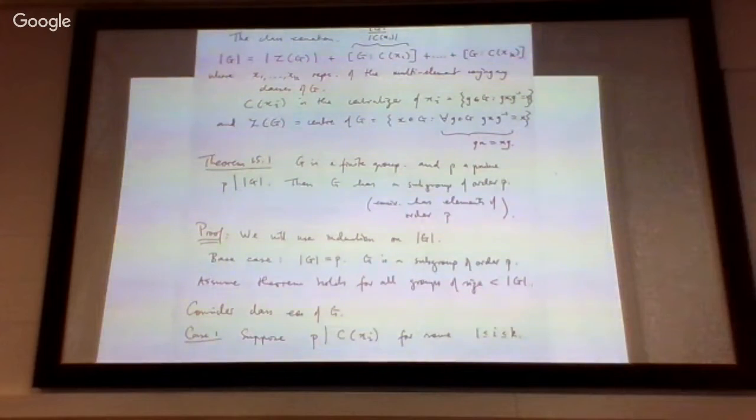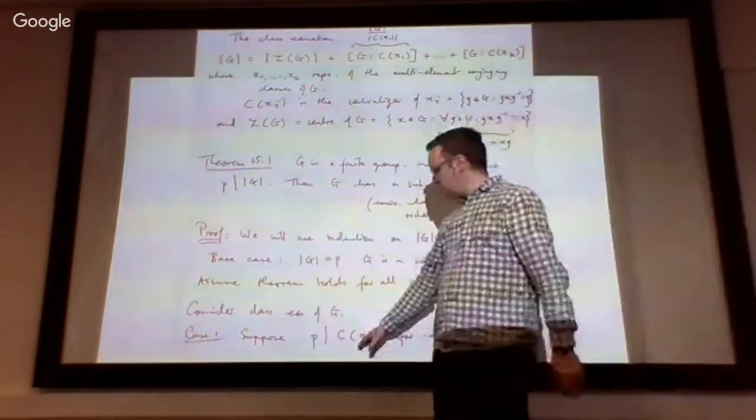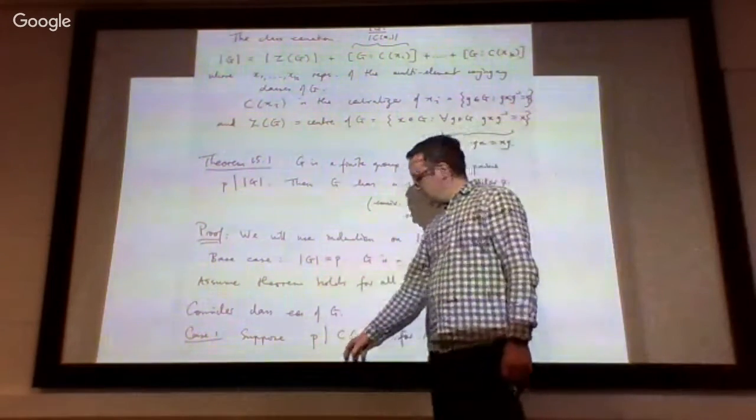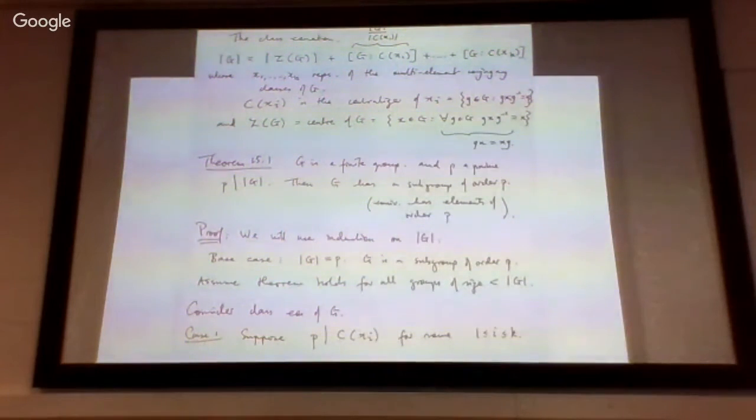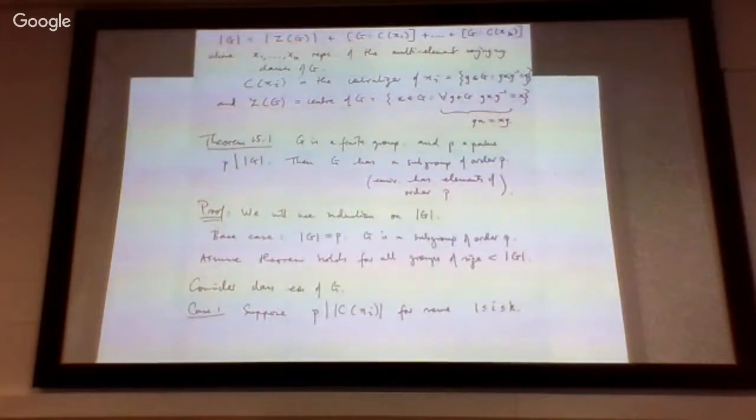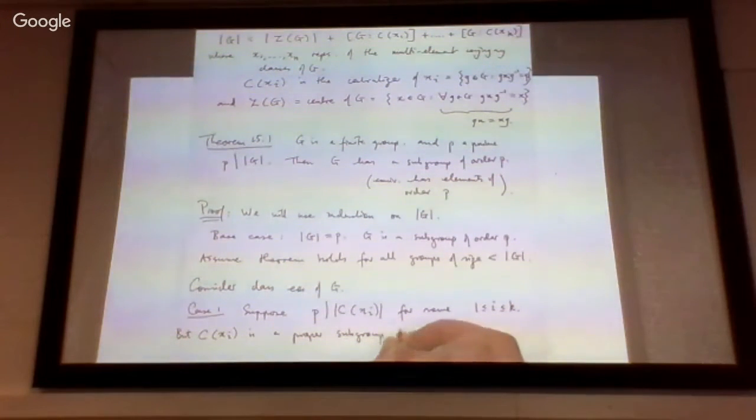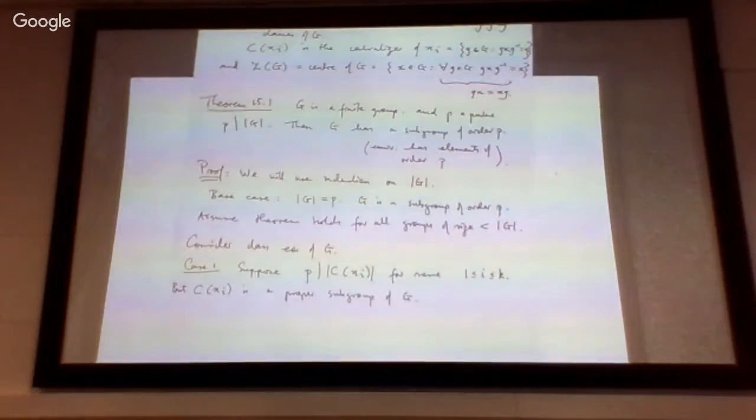How should we argue that? We're supposing that one of these centralizers, which are subgroups of G, has size divisible by P. Well, we are done. This is covered by the induction hypothesis that we've just gone to the trouble of assuming. The centralizer C_G(x_i) is a proper subgroup of G, so it's smaller than G, of size smaller than G.